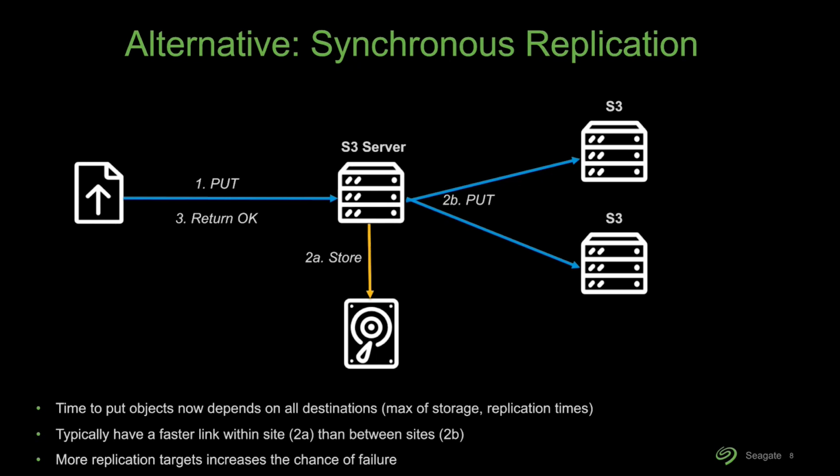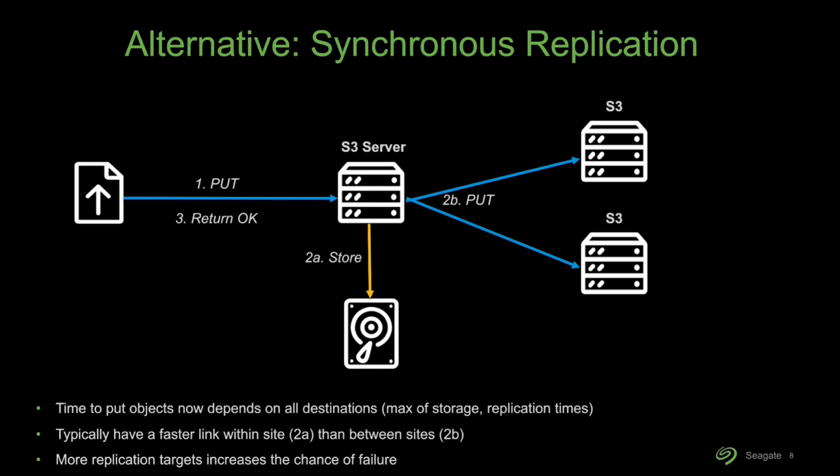An issue with this is that the performance and the time to do that put now depends on all of those connections to these external sites. So we're dealing with the max of the latency, which is not a desirable situation to be in. A lot of times the link between the S3 server and the storage layer is in the same cluster, a very fast connection, maybe like InfiniBand, whereas we might have slower connections to these other sites. So we don't want the critical path and the time-limiting step to be replicating to these other sites that might be over a slow connection.